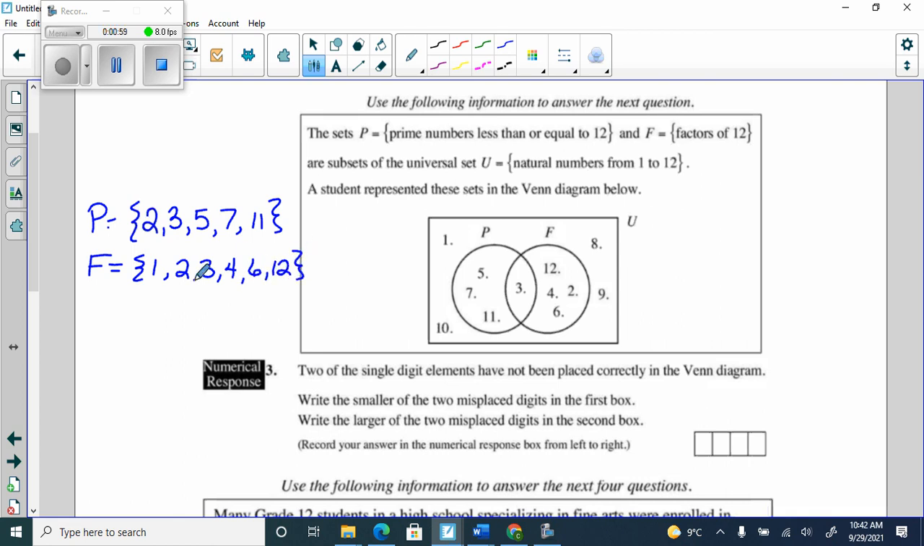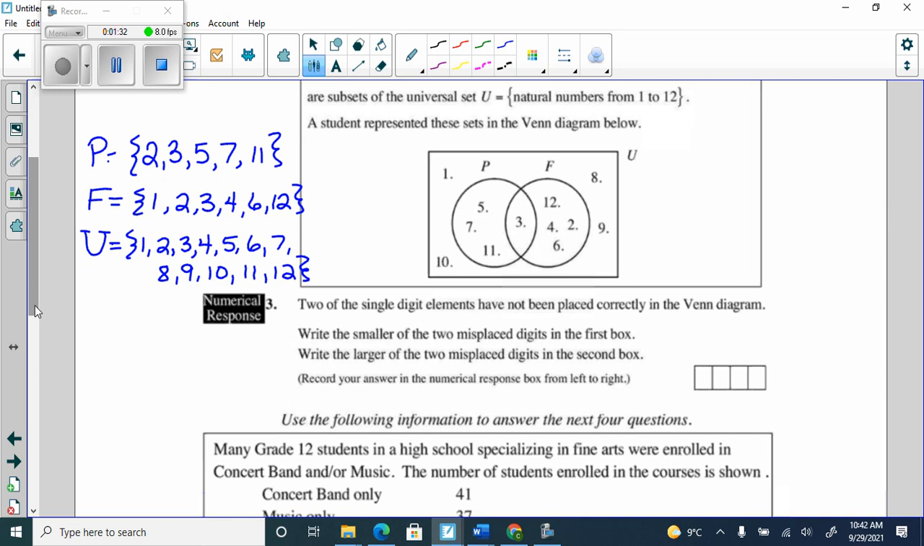And then U are the natural numbers from 1 to 12. 1, 2, 3, 4, 5, 6, 7, 8, 9, 10, 11, and 12. Natural number starts with the number you count at. And then they gave it to us in a Venn diagram. So the overlap between the two was 2, 3, 5, 7, 11 is just prime, 4, 6, and 12 are just factors of 12, 1, 8, 9, and 10 are not prime, not factors of 12, right?